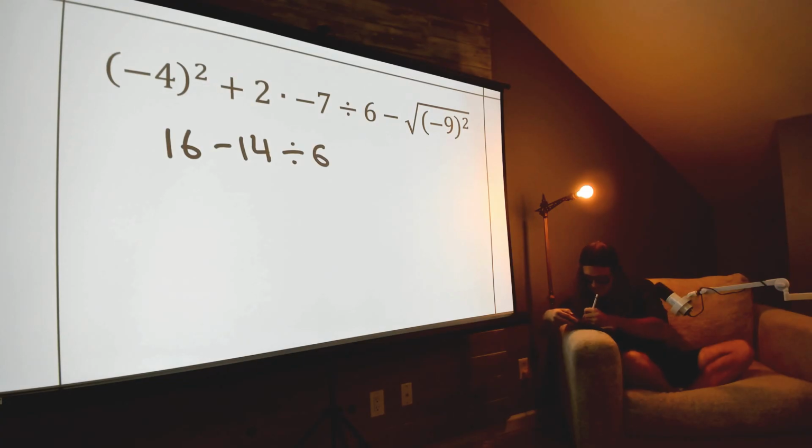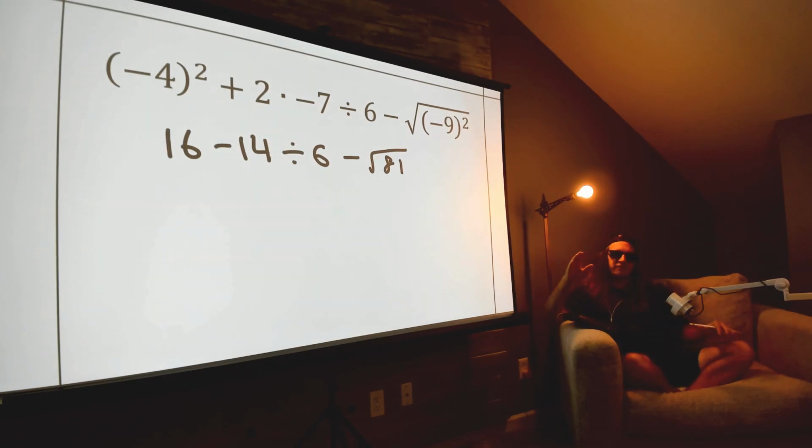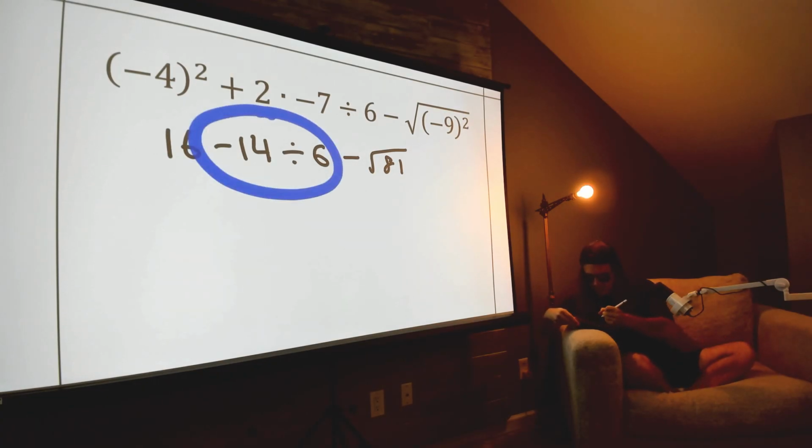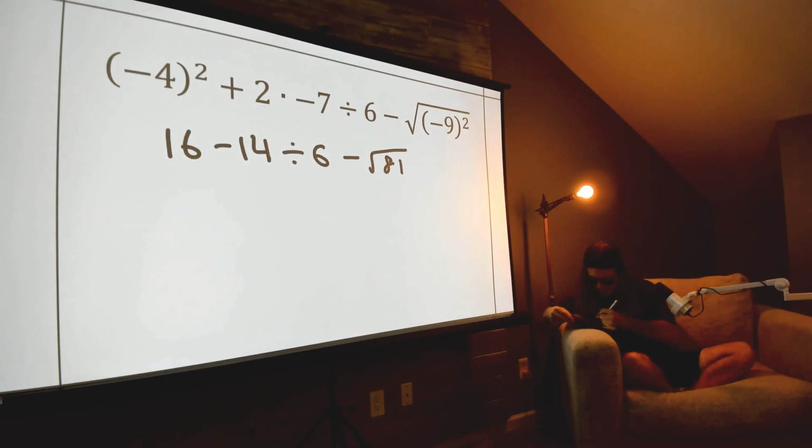Divided by 6 minus, all right, in here we have this -9 squared. -9 squared with parentheses like that is going to be 81. Positive 81. Next, I need to take care of this division and I need to take care of this root. But here's where things get a little inconvenient. 14 is not divisible by 6. So we're going to switch this to a fraction bar, and I'm going to write 14 over 6 minus 9.